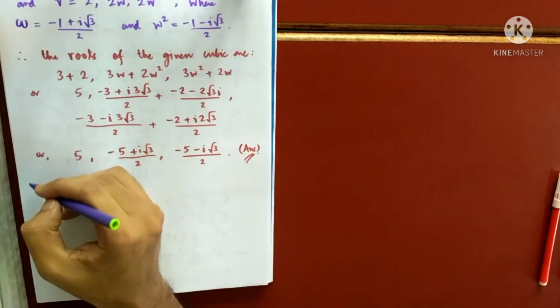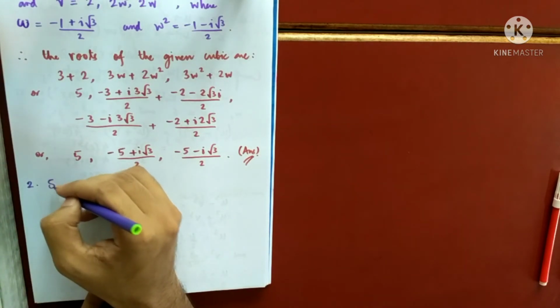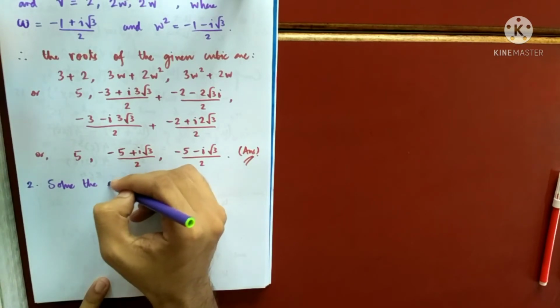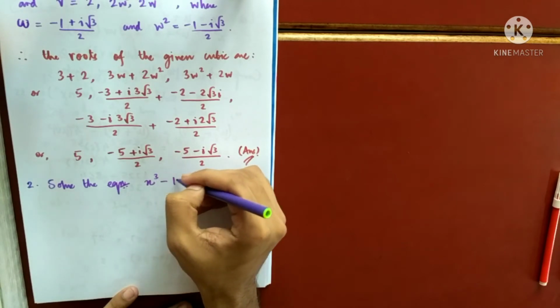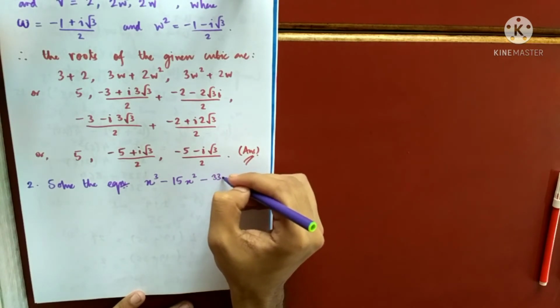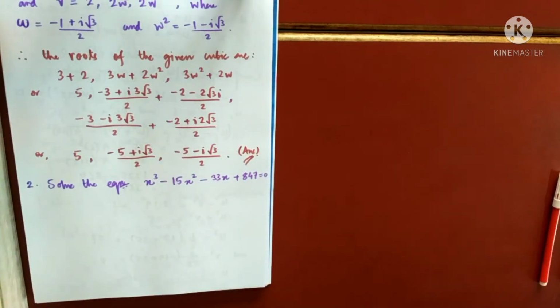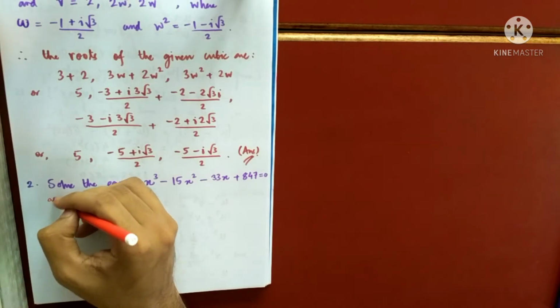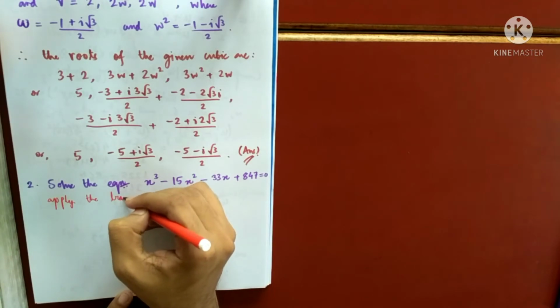Let me take question number 2. The question number 2 is, solve the equation x cube minus 15x square minus 33x plus 847 equals 0. So remember what we used to do: because this is not in the standard form, we will apply the transformation.